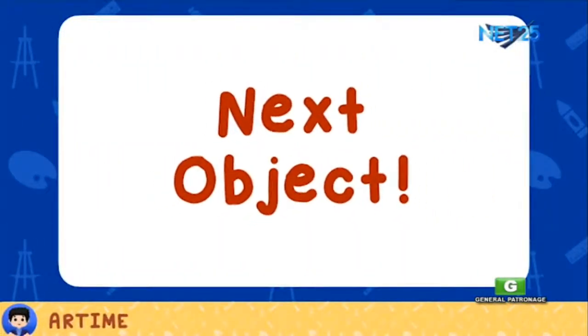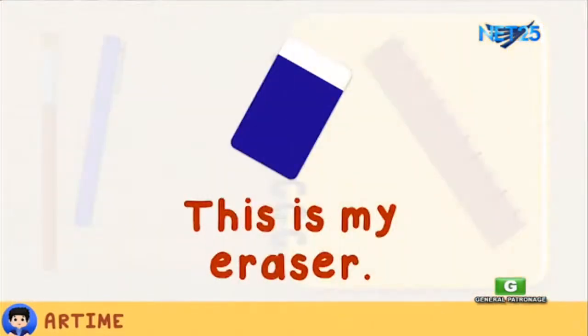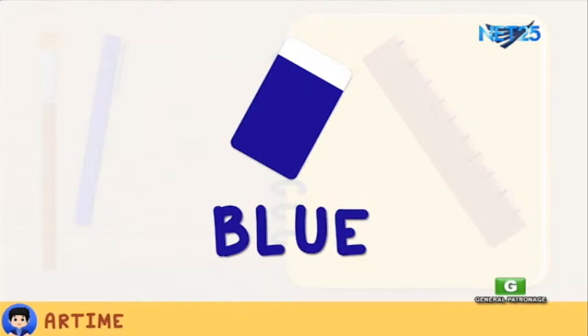Next object. This is my eraser. What is the color of my eraser? Correct, friends. It's color blue. Let's put the blue eraser in the blue container.